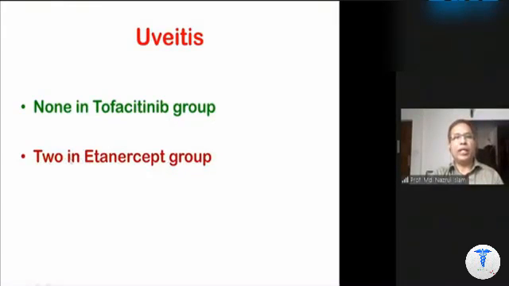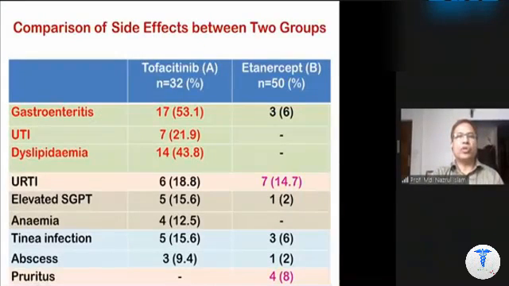And with the etanercept, 2 patients developed uveitis. So it tells us for severe psoriasis, if the patient does have the uveitis, etanercept is not a good choice for that condition. Now about the side effects. Most of the side effects are related to the tofacitinib group, and out of them, gastroenteritis is the important one. Next to that is dyslipidemia, and in the etanercept group, upper respiratory infection is the problem. So the infection rate is higher with the tofacitinib group.